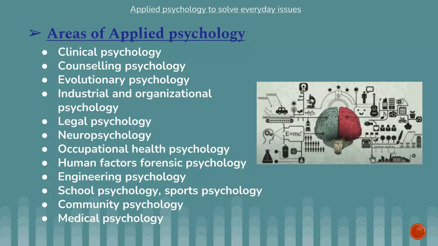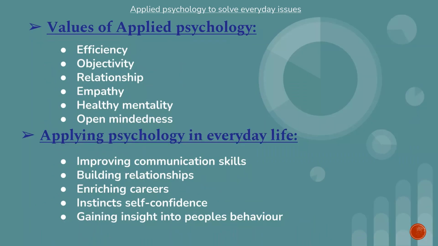Areas of applied psychology can be clinical psychology, counseling psychology, evolutionary psychology. You will have a lecture on evolutionary psychology. Also industrial and organizational, legal psychology, neuropsychology, occupational health psychology, human factors engineering, social, school psychology, sports psychology, community psychology, medical psychology. So psychology is the need of every aspect of your life.